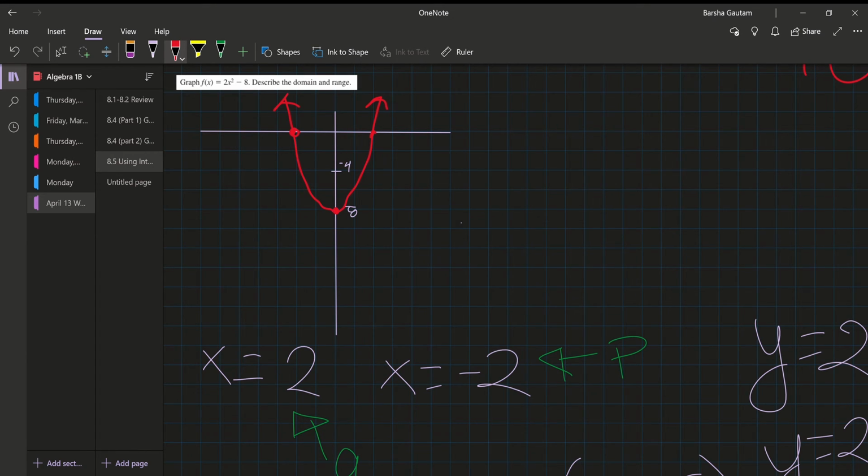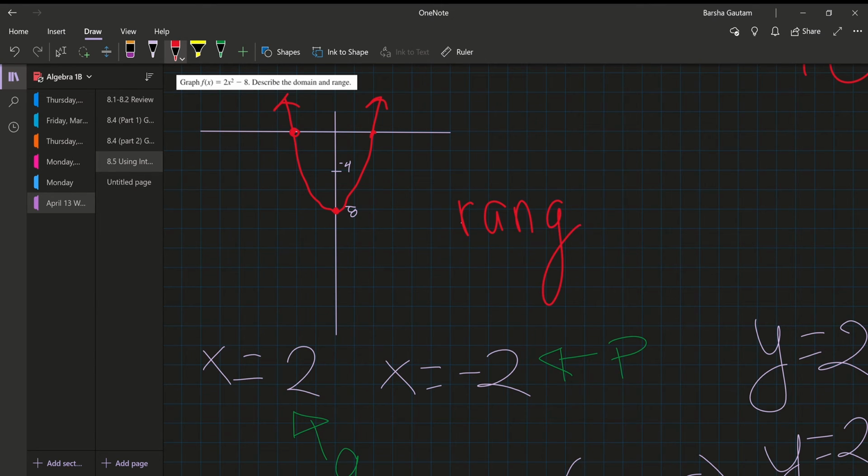So that is what the graph would look like. And once again, we need to figure out what our domain and range is. As for domain, notice that this will go on forever this way, which means we could put in any x value. However, the graph does not go past this point right here. This is the minimum, right? So that means that our range is going to have to be greater than -8. So let's write that down.